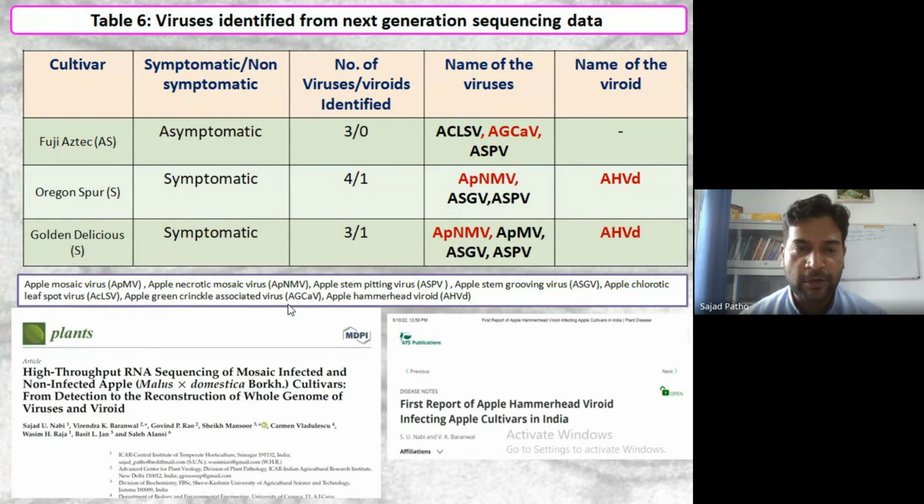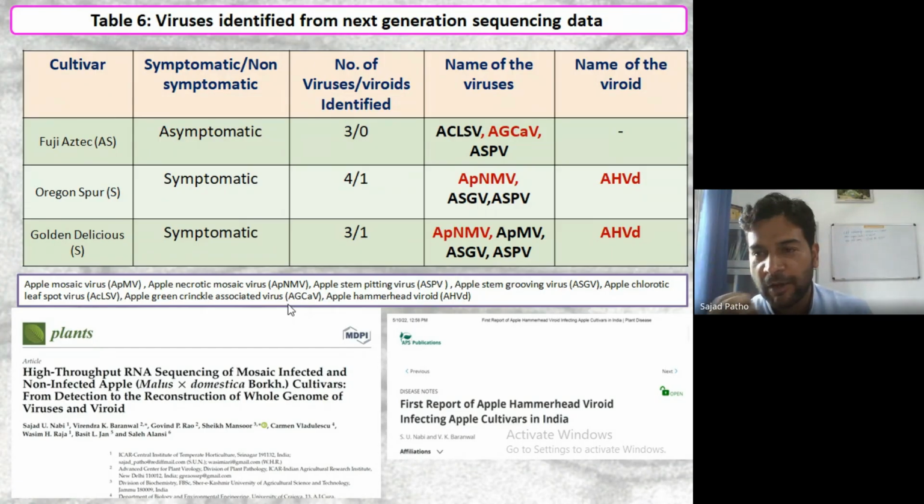And for example, you can see the symptomatic part. We observe apple necrotic mosaic virus. We observe apple stem grooving virus. We observe apple stem pitting virus. Similarly, at the same time, we observe one viroid also, that is apple hammerhead viroid. So here we observed another symptomatic sample. We observed apple necrotic mosaic virus, apple stem grooving virus, apple stem pitting virus, and apple hammerhead viroid.